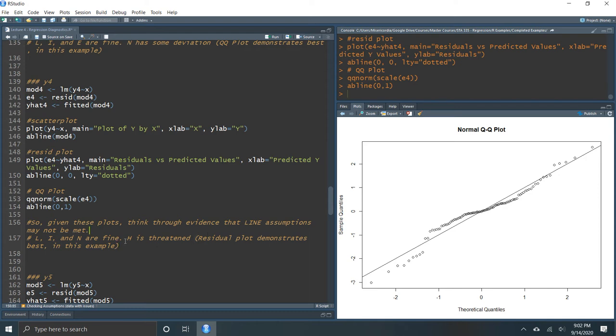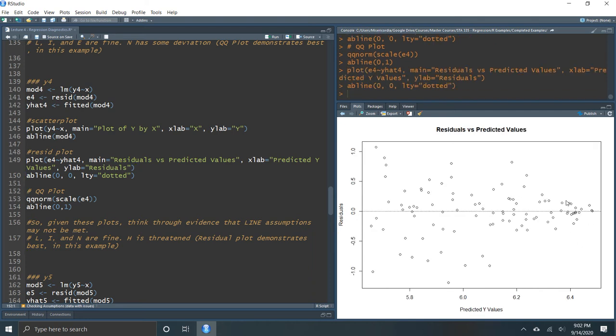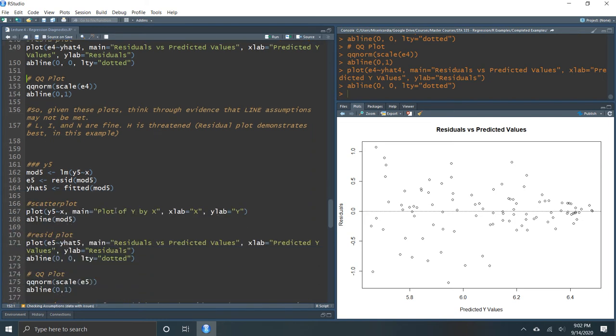So given these plots, linearity, it's tough to tell with linearity, but I think it looks fine. Independence, again, from the method, data are randomly distributed, so no issues there. And normality looks fine too. It really looks like homogeneity of variance is threatened. And probably the best way to demonstrate this is this residual plot where we've got all the data so close together and then it gets more spread out on the left-hand side.